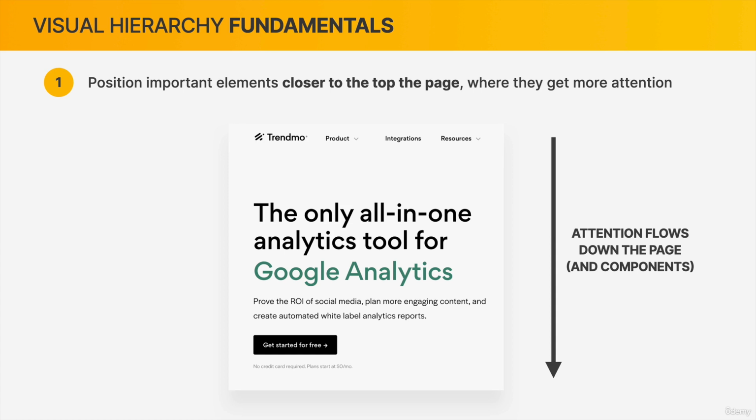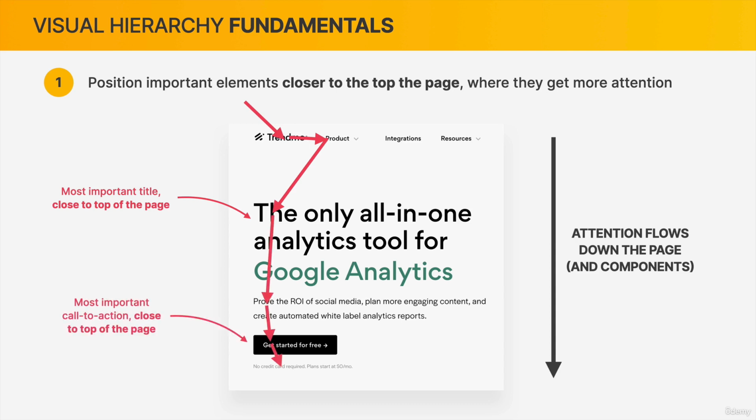And that applies to the overall page, but also to individual components. So in this example here, the first thing that the user might maybe notice is that logo there, then the navigation, and then immediately it will go for this main heading here. And so since this is the most important heading, it should be as close as possible to the top of the page. Then from there, attention will of course keep flowing down.